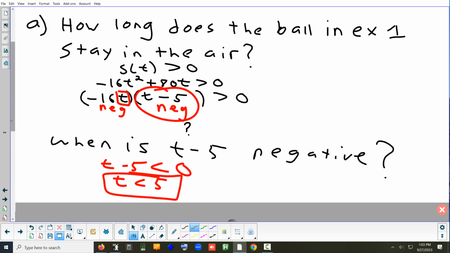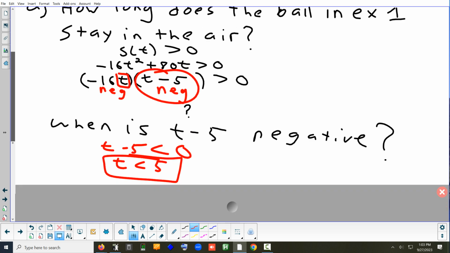Am I sure? Anyone help her out? How long is it in the air for? Yeah. Less than 5 seconds. The time is less than 5 seconds. So what does that really mean? Well, I guess it means like 4.9 repeated. So at 5 seconds, it's on the ground. It's in the air less than 5 seconds. Any question on that?